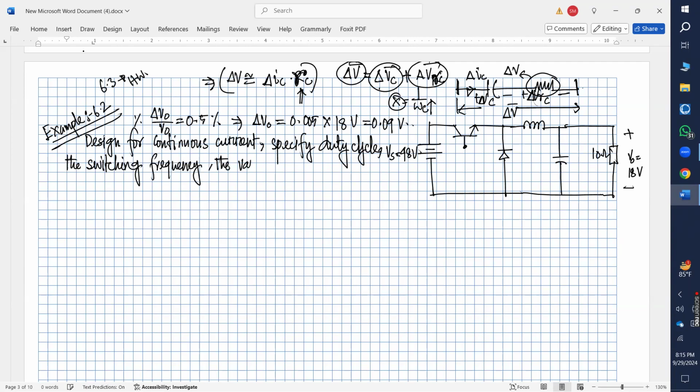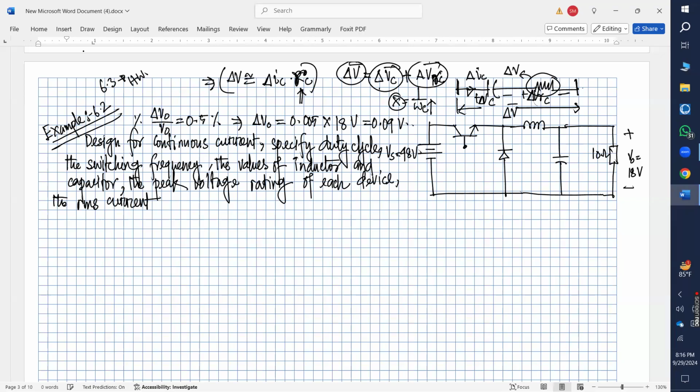The values of inductor and capacitor. The peak voltage rating of each device and the RMS current in the inductor and capacitor.